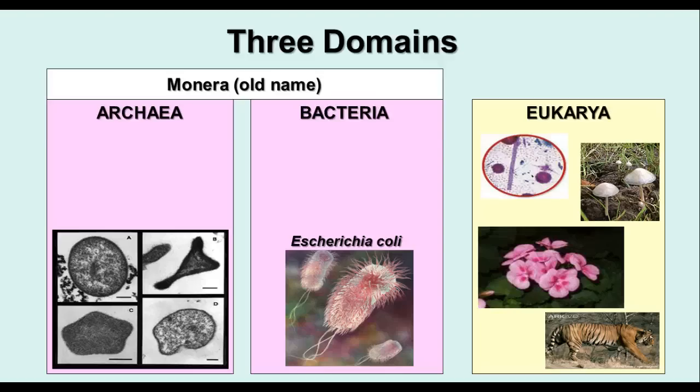Now that we've learned about the taxonomic system, let's talk about the categories that we put things into. There are three. The domain is the largest category that we have now. There are three of them. Two of them are composed entirely of bacteria.